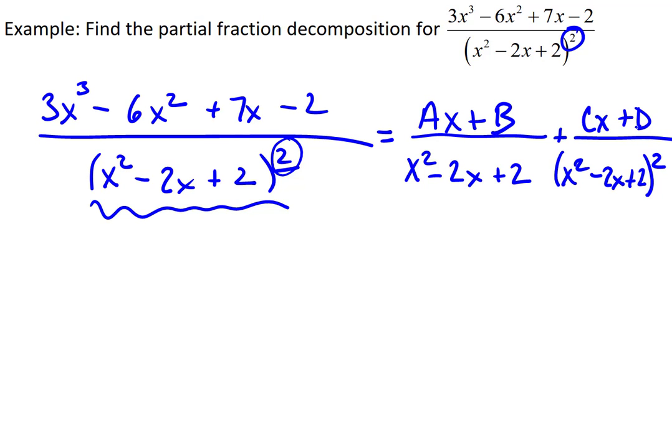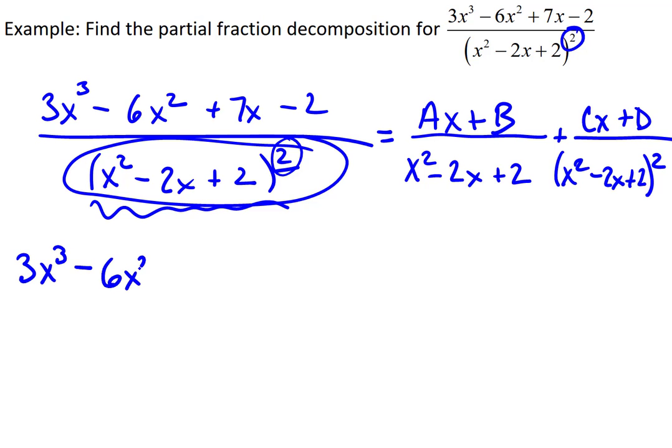The next step would be to clear the fractions. Of course, we're multiplying by our original denominator, which is actually prime, we can't factor it, but our original denominator is going to get multiplied all the way through, which would of course take it out in that first fraction on the left side, leaving us just with 3x cubed minus 6x squared plus 7x minus 2 on the left side. On the right side, first we have an ax plus b in the numerator.